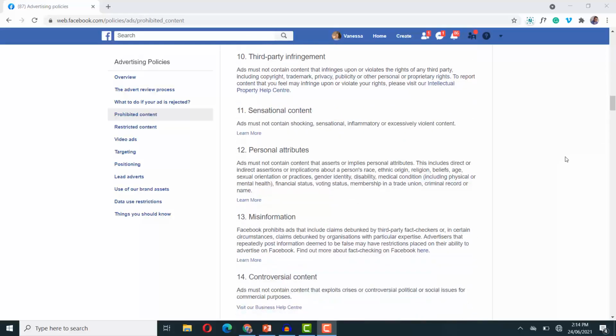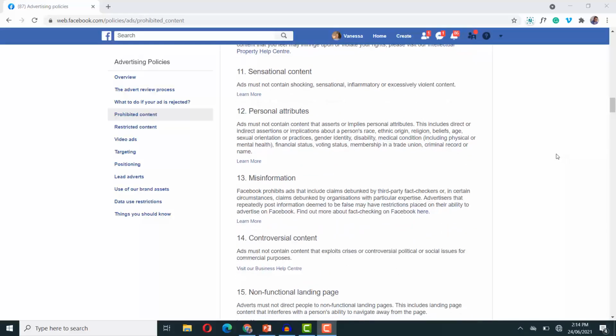Then personal attributes. It's very similar to what we talked about earlier, right? Ads must not contain content that asserts or implies personal attributes. You must not be direct. You must not mention someone's age, right? Facebook says this includes direct or indirect assertions or implications about a person's race, ethnic origin, religion, beliefs, age, and what have you. All right, so I'm going to click learn more so we can take a look at what that is about.